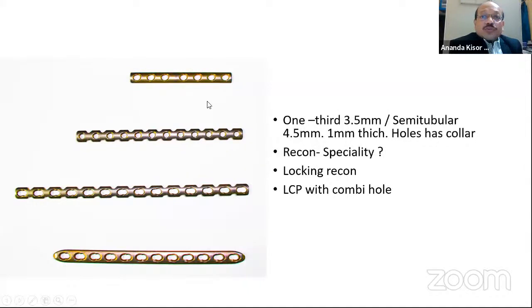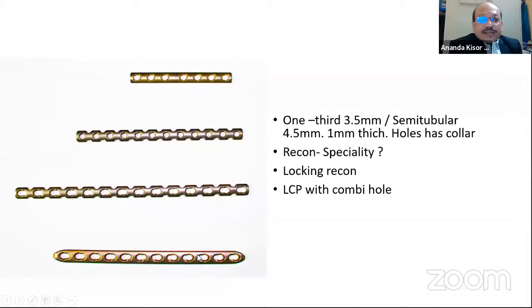Now this is the Recon. You can see this is the Recon, and this is the locking Recon. And this is the LCP with the combi hole. See, this is the combi hole. In the same hole, one end is non-threaded and the other is threaded. So this is a combi hole.